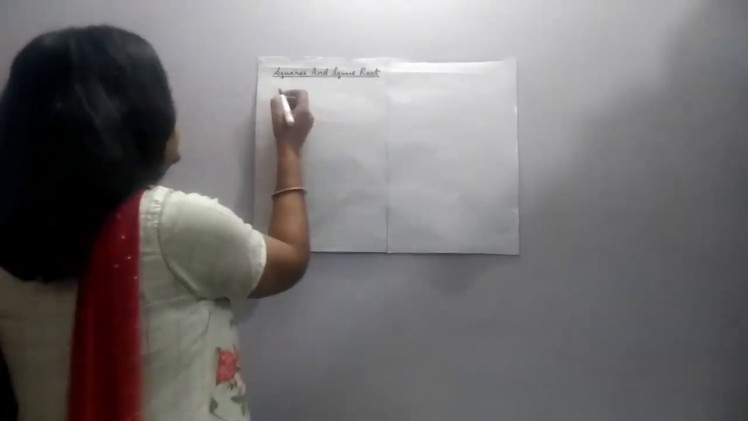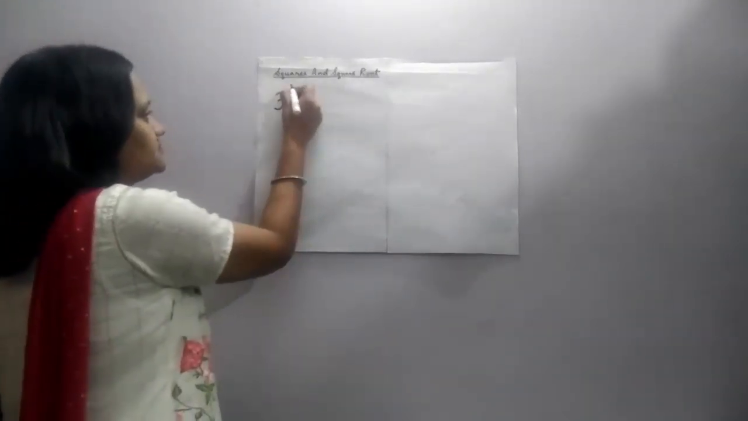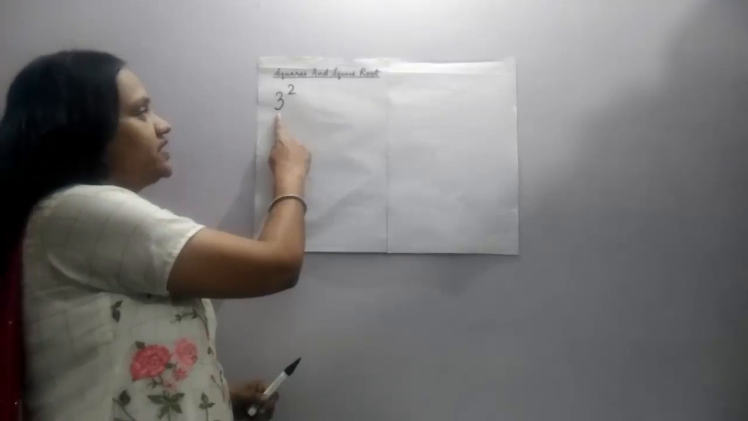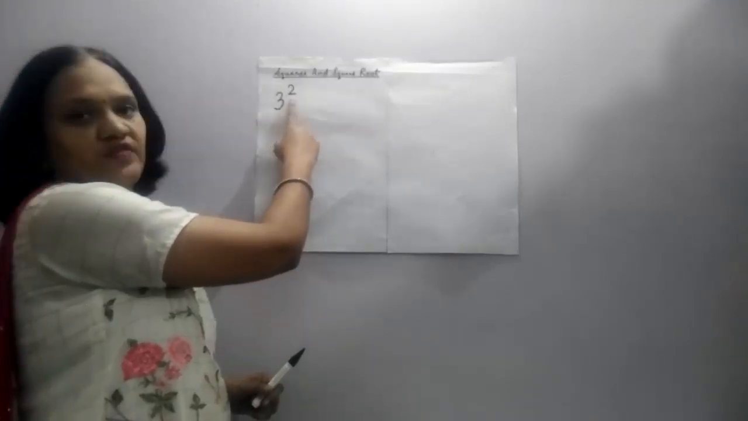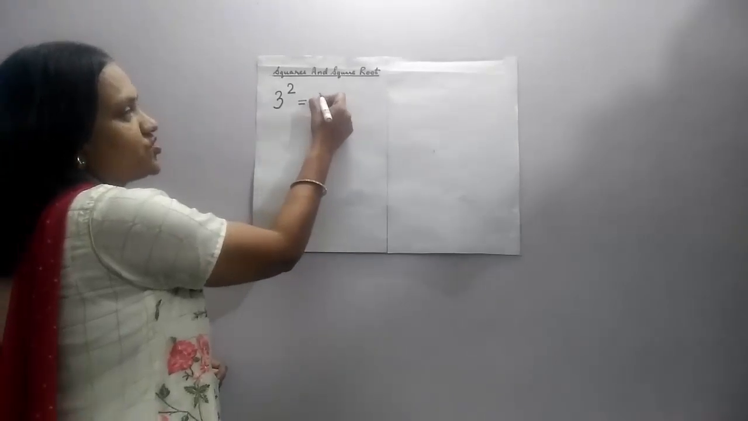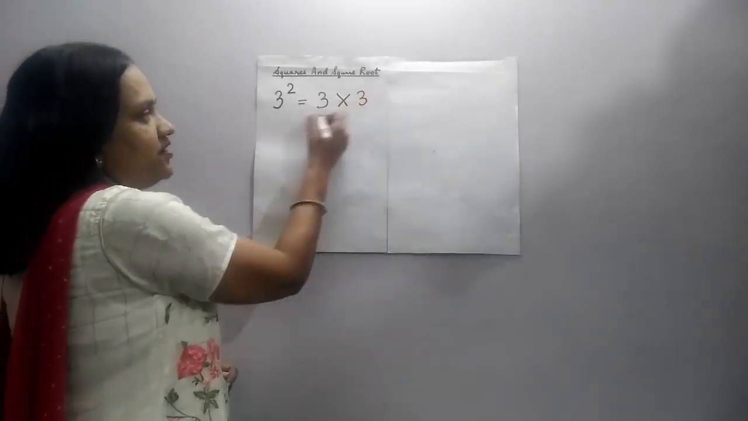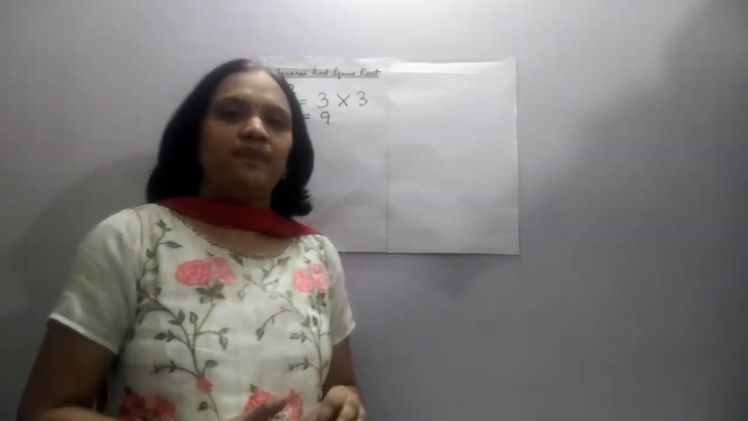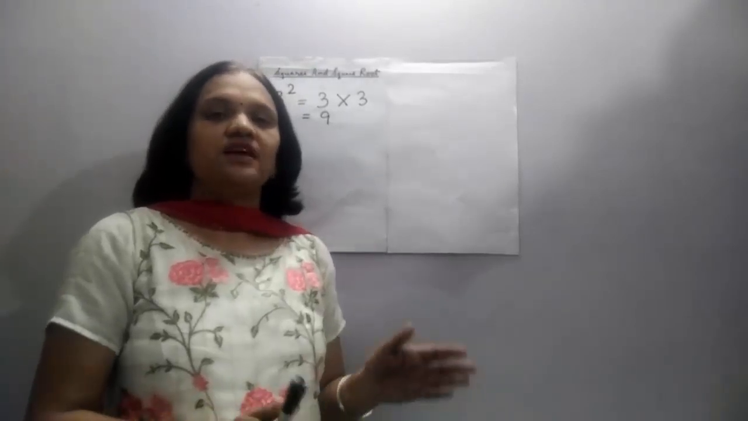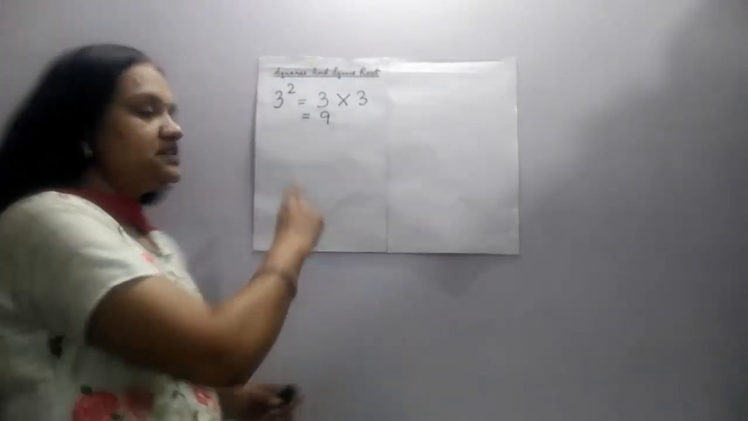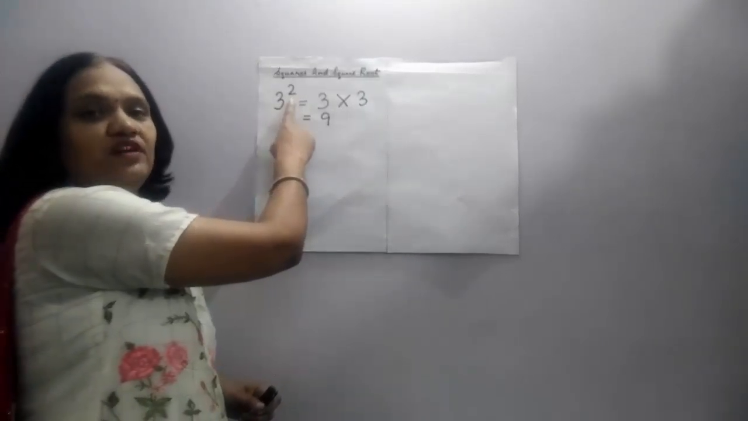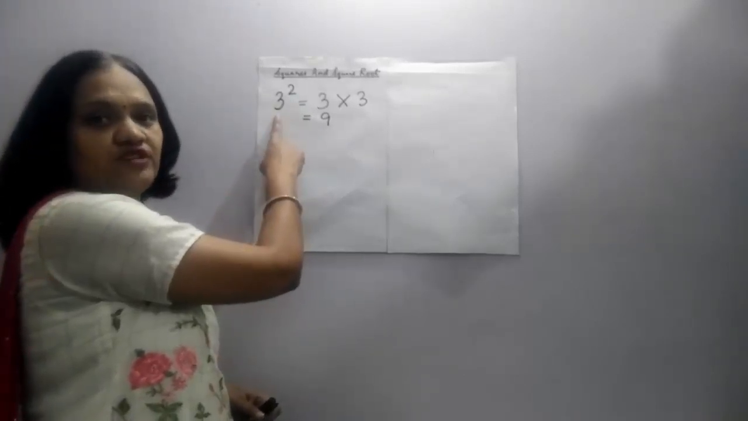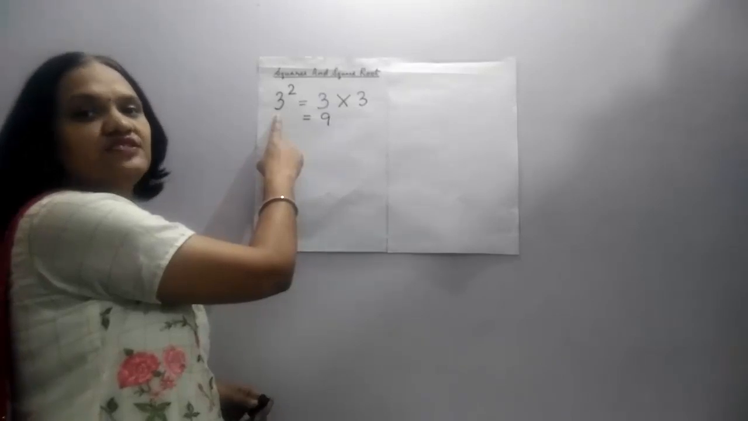You have studied powers. Now what is the meaning of this? This means 3 raised to the power 2, which is equal to 3 into 3, which is 9. Now if I have 3 to the power 4, I will not use a specific name for it, but for this power 2 we have a special name called square. So this is 3 to the power 2, or 3 square.